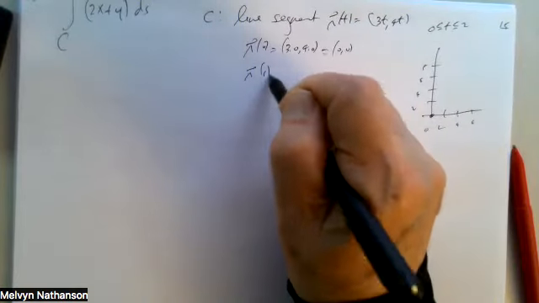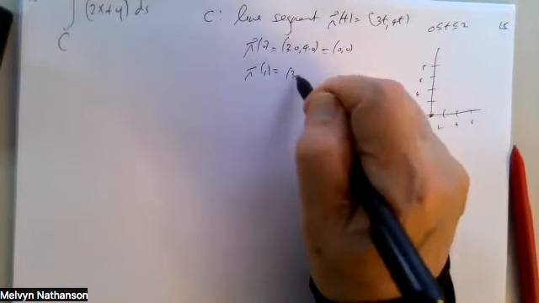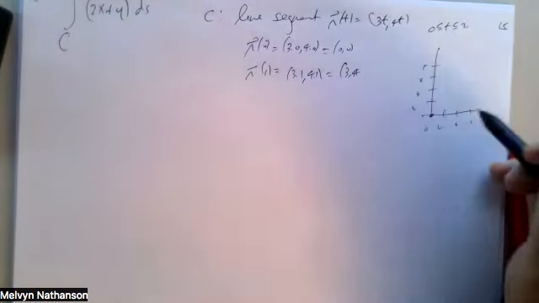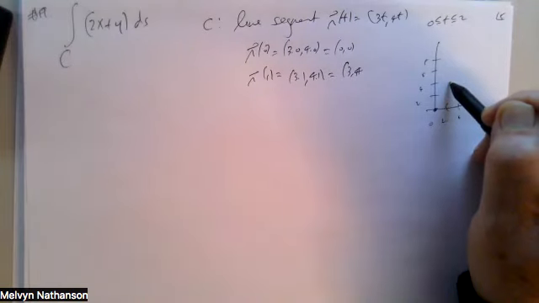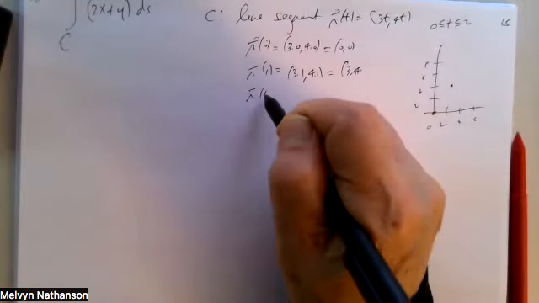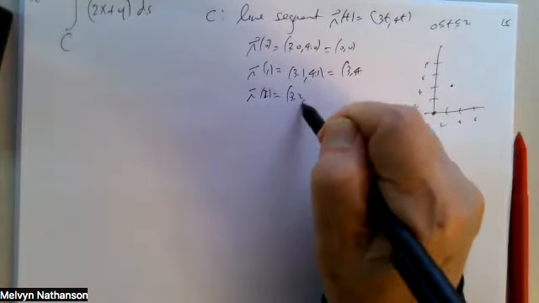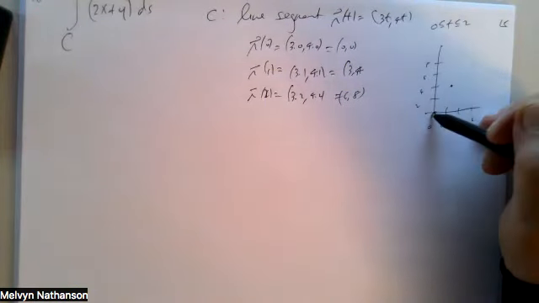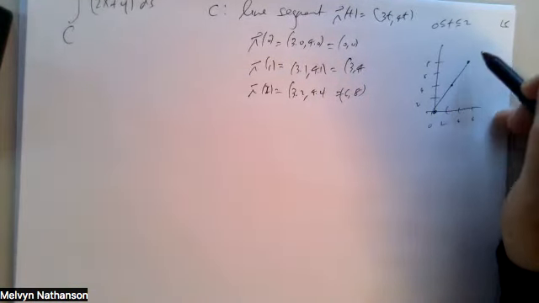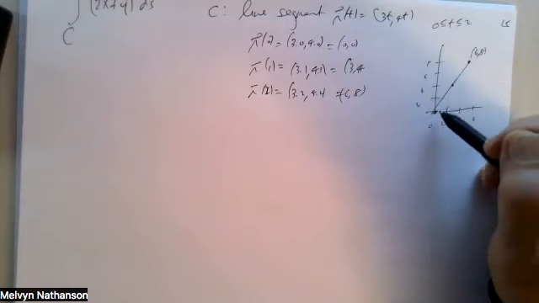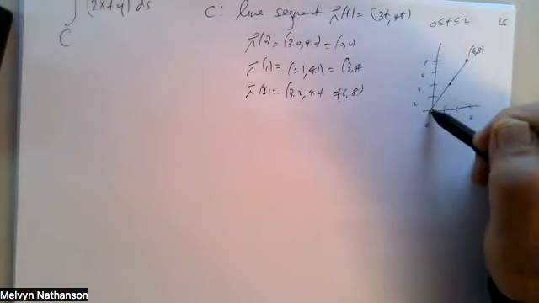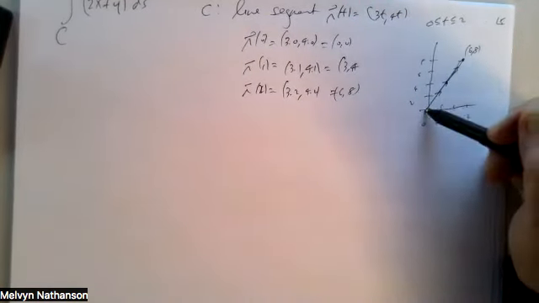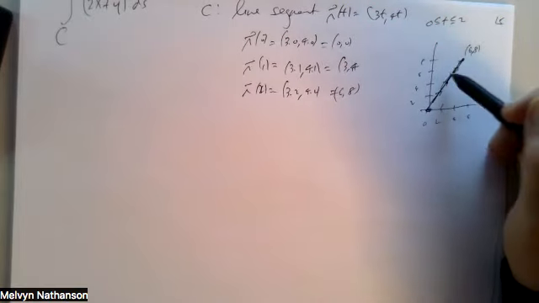Let's see. r of 1 is 3 times 1, 4 times 1, which is 3, 4. And where you end up, r of 2 is 3 times 2, 4 times 2, which is 6, 8. So this curve is really a straight line starting at 0, 0, and you're moving along a straight line from here to here. That's my curve C.